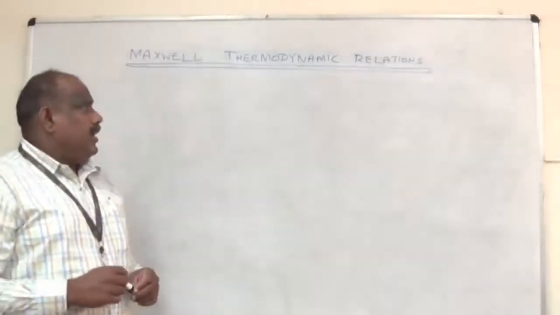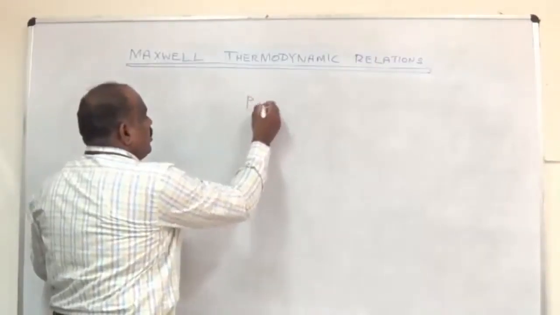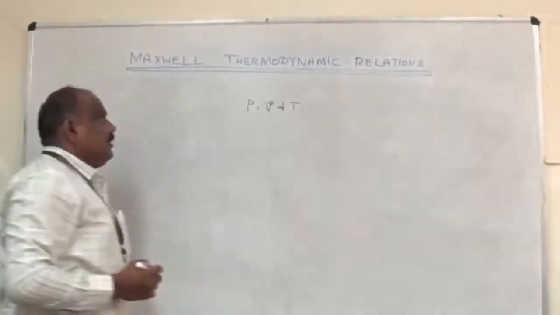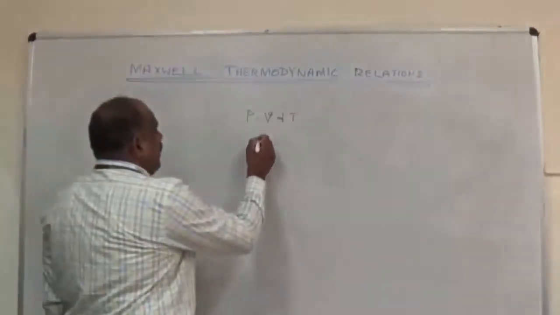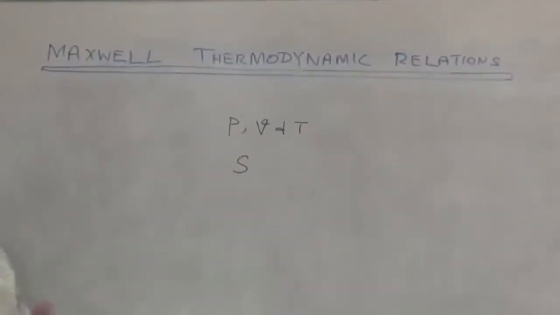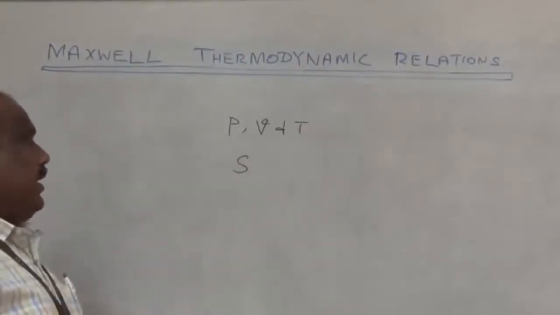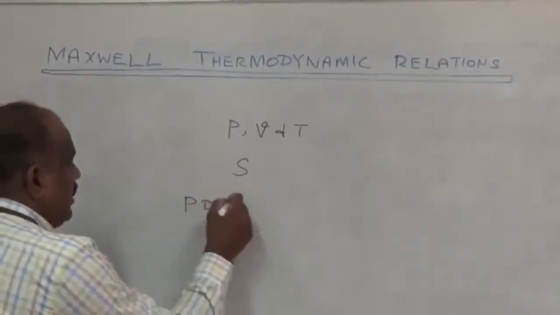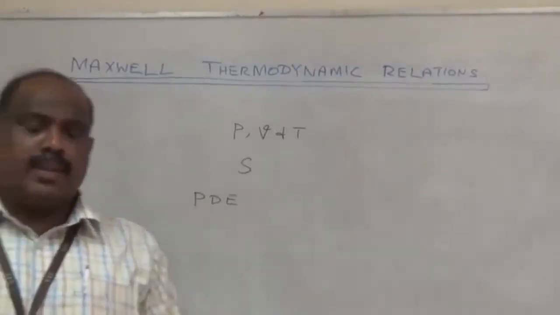The properties of any fluid, namely a gas, are pressure, volume, and temperature. The Maxwell thermodynamic relations include one more property, namely the entropy, S. And if I formulate these properties, pressure, volume, temperature, and entropy, in terms of PDEs, partial differential equations, they result in the formation of Maxwell's thermodynamic relations.